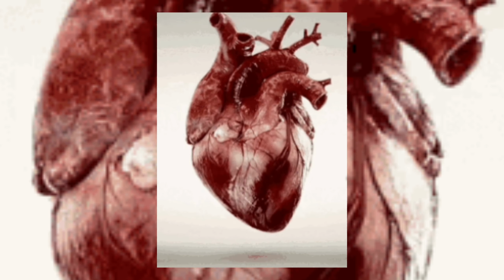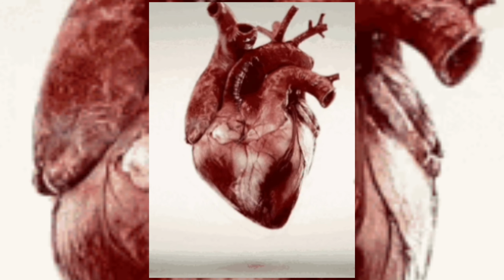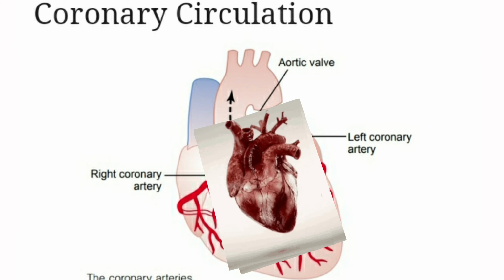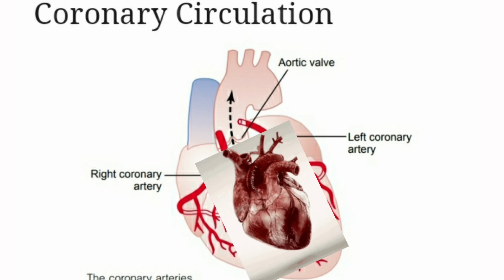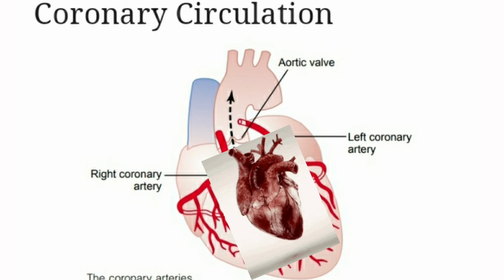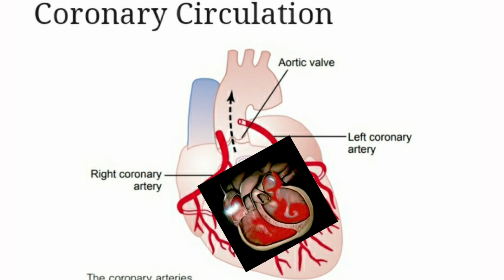Heart itself is a muscle and therefore it needs a constant supply of oxygenated blood. That's why there is another type of circulation called coronary circulation. So in coronary circulation, the oxygenated blood is supplied to the heart. This is important as the heart is responsible for supplying blood throughout the body.